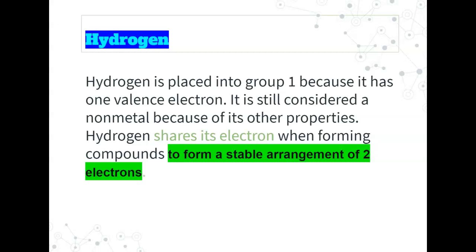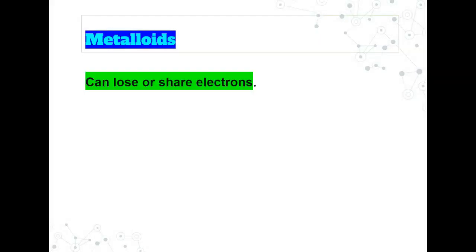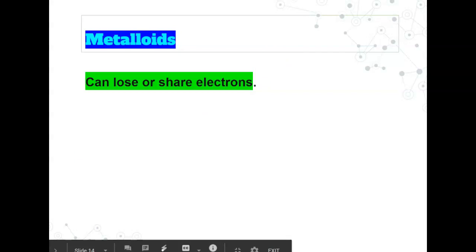Hydrogen is one of these special cases here, along with helium. Hydrogen is in group 1 because it only has 1 valence electron. It's considered a nonmetal though because it has all the other properties. It doesn't lose electrons. It will only gain or share. It is happy at 2, just like helium is, so we want to remember that in the future. And there's metalloids there. So that is it for the slideshow presentation.